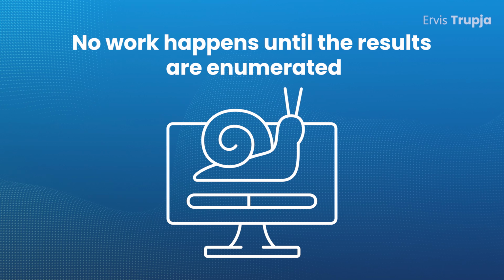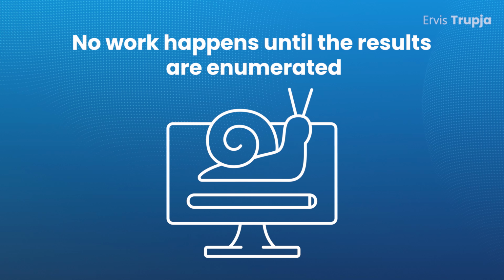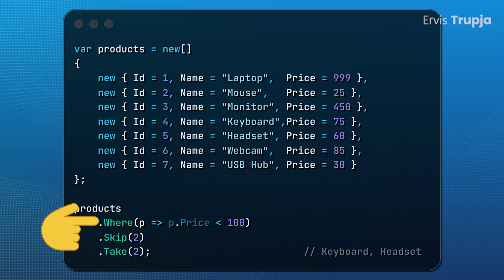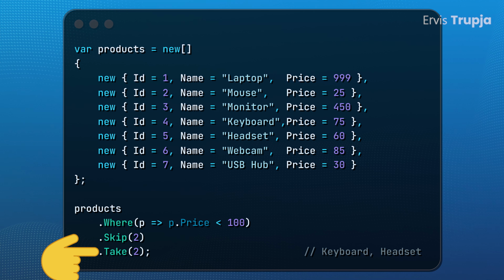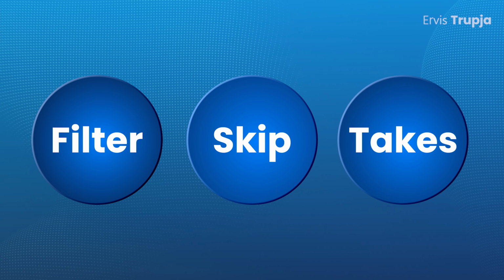Both operations are lazy, meaning that no work happens until you enumerate the results. Use them with LINQ queries like, for example, where, then skip, take, which is going to first filter, then skip, and then take.